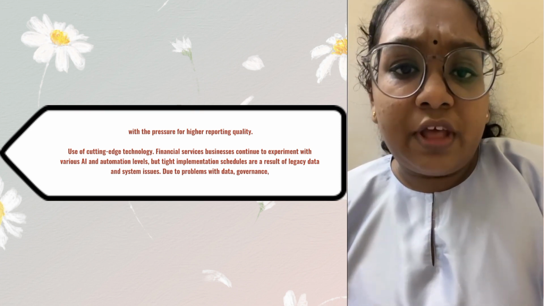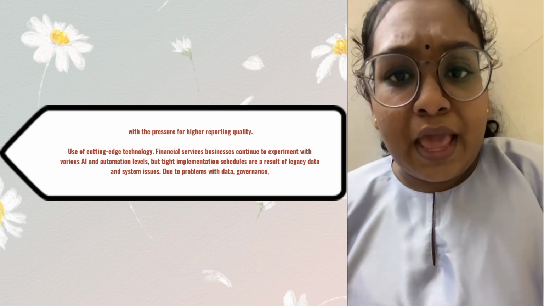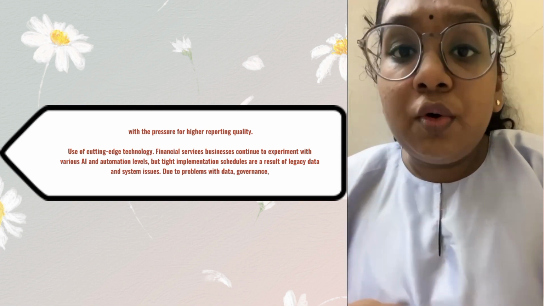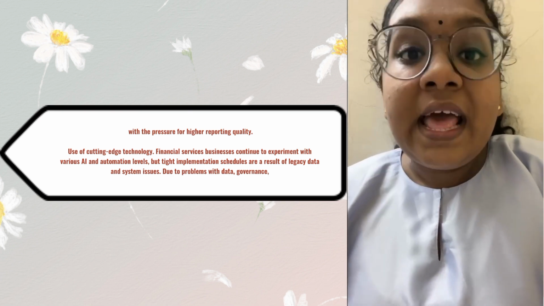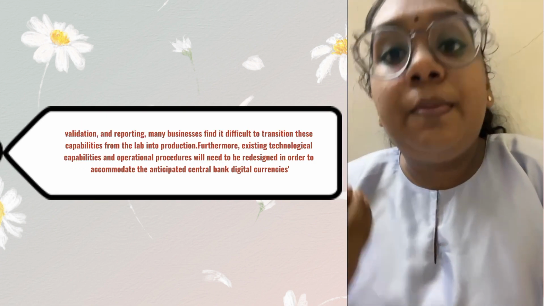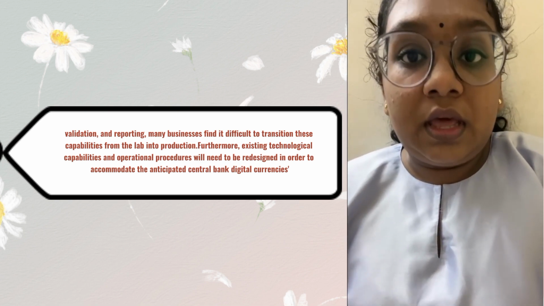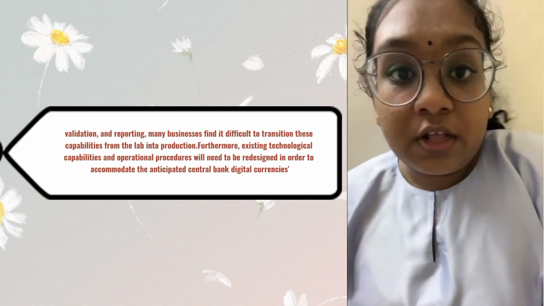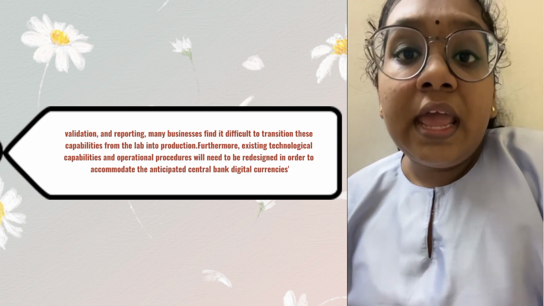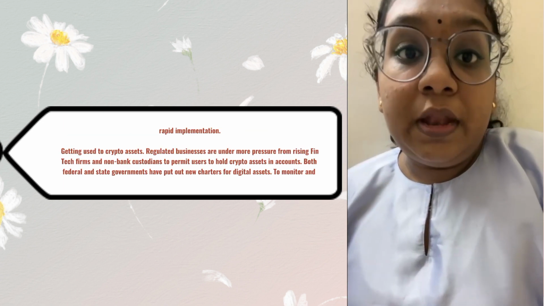Use of cutting-edge technology. Financial services businesses continue to experiment with various AI and automation levels, but their implementation schedules are a result of legacy data and system issues. Due to program problems with data governance, validation, and reporting, many businesses find it difficult to transition this capacity from the lab into production. Furthermore, existing technology capacities and operational procedures will need to be designed in order to accommodate and anticipate central bank digital currencies' rapid implementation.